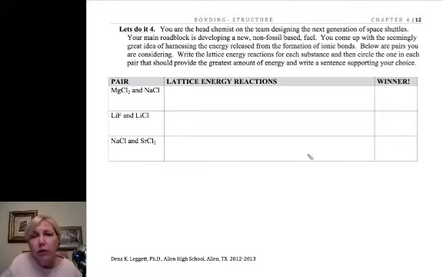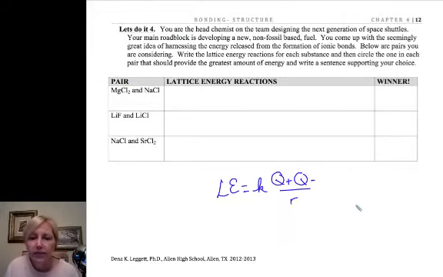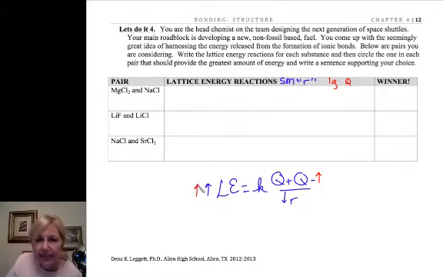In particular, we're studying lattice energy, and we're estimating lattice energy using this formula: the lattice energy is the charge of the positive times the charge of the negative over R, the distance between the ions. Now, if we want the highest lattice energy, we want the smallest R value, because as we decrease R, we increase lattice energy. And we want the largest Q, because as we increase Q, we increase lattice energy.